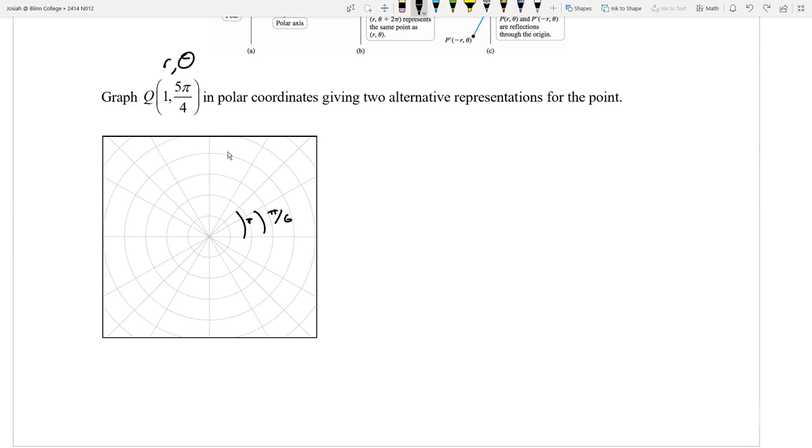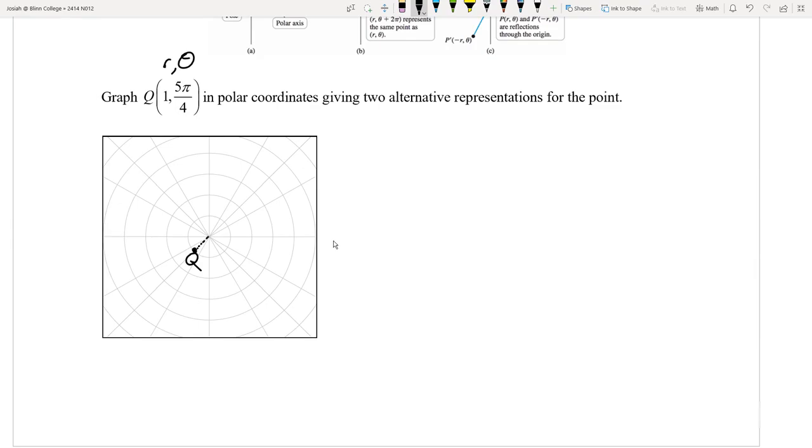So what we're looking for here is 1, 5 pi fourths. So we're looking at the inner circle here. This is a distance 1 from the pole. 5 pi fourths, remember if we go 4 pi fourths, that's going all the way over to the negative x-axis. We'll go 1 more pi fourth. So we're looking at going down here. And so 1 away on that circle will be point Q.